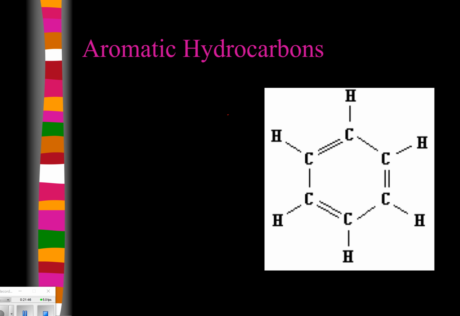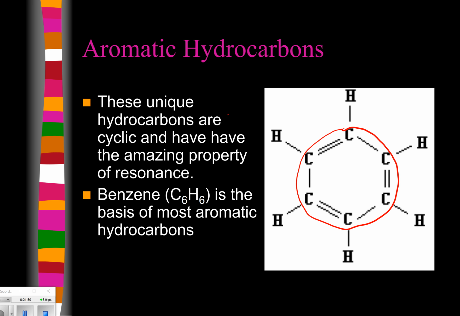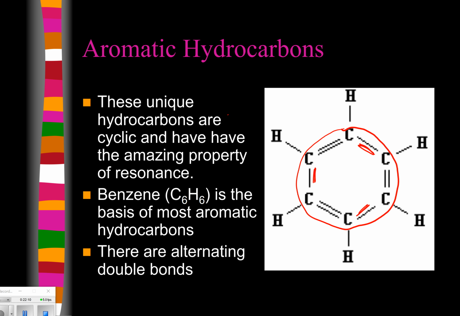The last thing we'll look at for today are aromatic hydrocarbons. These are relatively unique. They are cyclic, meaning that they are connected in a chain or a ring, and they have a property called resonance, where these double bonds look stationary, but they're actually oscillating or vibrating back and forth very rapidly.